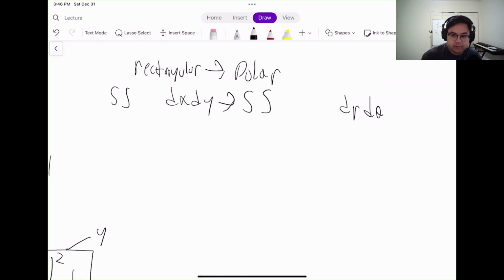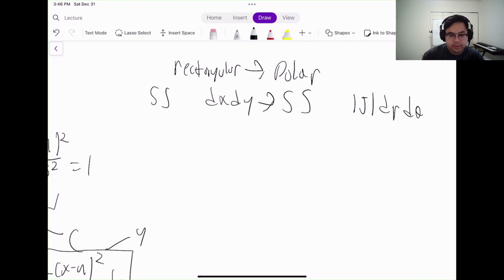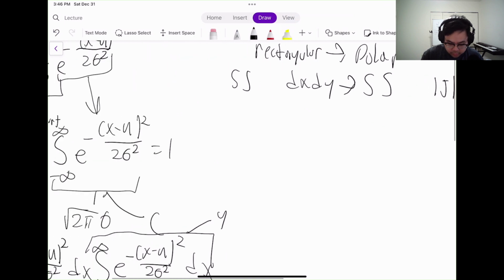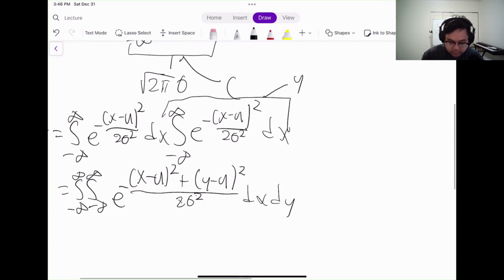R is the radius, and theta, sorry, my bad, theta is the angle. But we have to make sure we have a Jacobian because we're changing coordinates. So we have a Jacobian there. How do we calculate this Jacobian? We're going from rectangular to polar. So in our problem, what do we have? We have x minus mu and we have y minus mu.